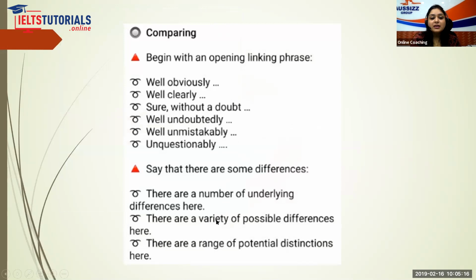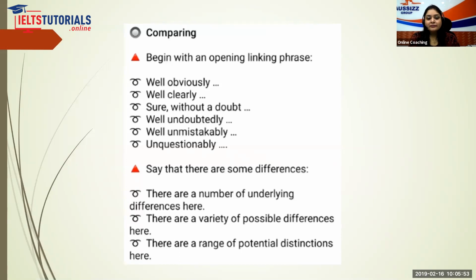Now, these are words you can use with speaking part 3. That means, when beginning with an opening, linking phrases, whenever you are starting your answers, start with these. Well, obviously, well, clearly, and please do not start your answers every time with well. You can add different words. You can add different things like, obviously, clearly I can say that. Sure, without doubt. Undoubtedly, yes. Unmistakably, yes. Unquestionably. So these are the opening link phrases you need to begin with.